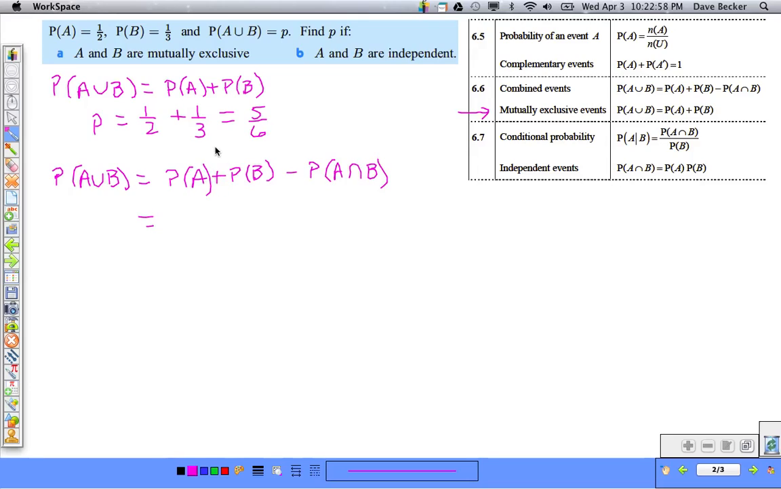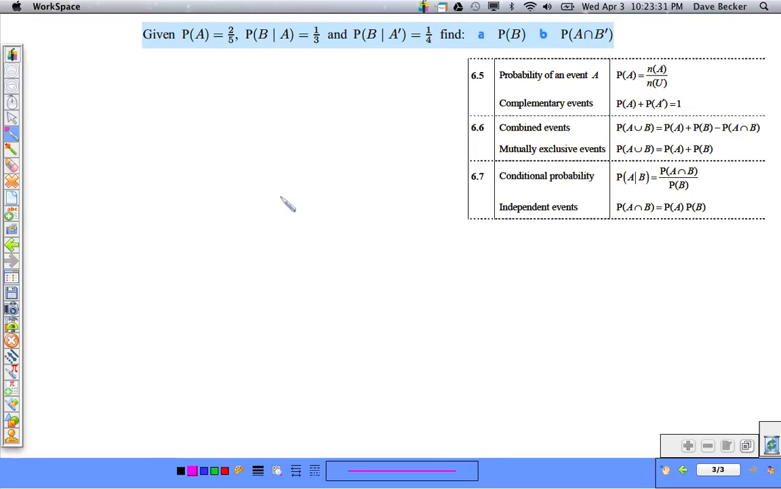We've already got this part from up here. That's 5 out of 6. What's the probability of A intersect B? We are told the events are independent, so we can use this formula to figure that out and take the probability of A times the probability of B, which is 1/2 times 1/3, so that's minus 1/6. So that's going to be 4/6 or 2/3. No problemo.